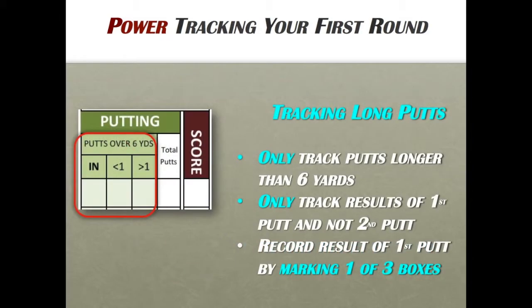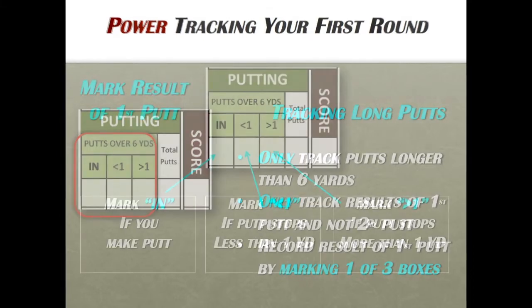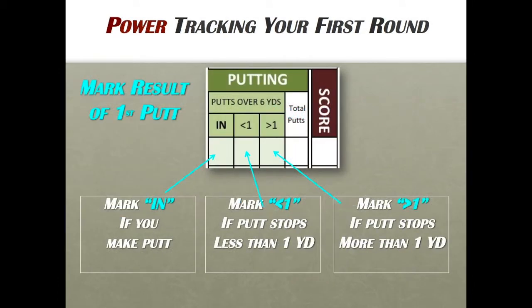When tracking the results of your long putts, you will only track putts longer than 6 yards. You will only track the result of the first putt and not the second putt. And you'll record the result of the first putt by marking one of 3 boxes. If you make the first putt, mark an X in the in box. If you miss the putt, but it stops less than 3 feet from the hole, mark an X in the less than 1 box. If you miss the first putt and it stops further than 3 feet, mark an X in the more than 1 box. Remember, when power tracking, everything is in yards and not feet, so less than or more than 1 means yards.